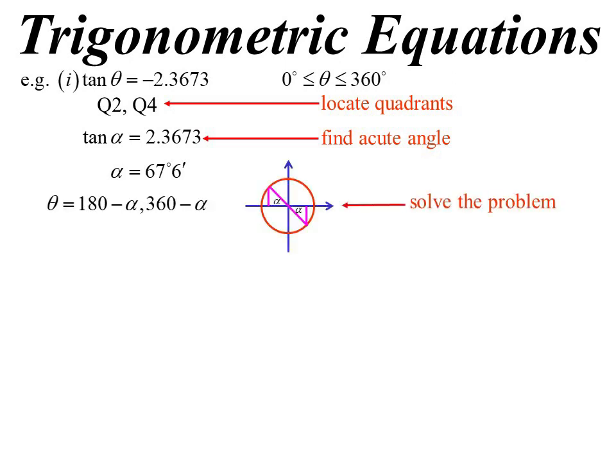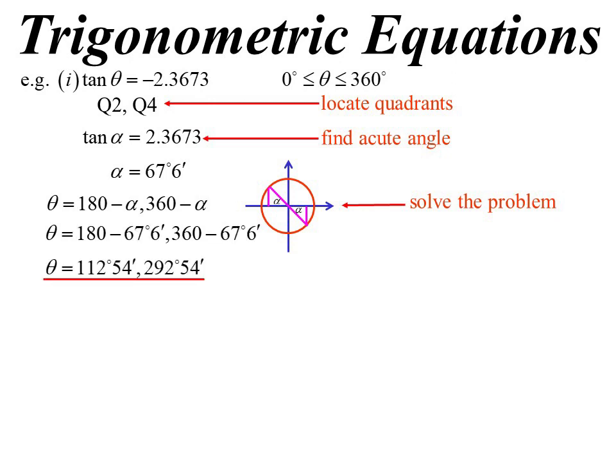Now I'll solve the problem, put it all together. A little diagram can sometimes help. So we draw in, well, we're in the second and the fourth quadrant, so it'd be those two. And from that I can see, oh yeah, it's 180 minus the acute angle and 360 minus the acute angle. Put it all together, we get the two answers.